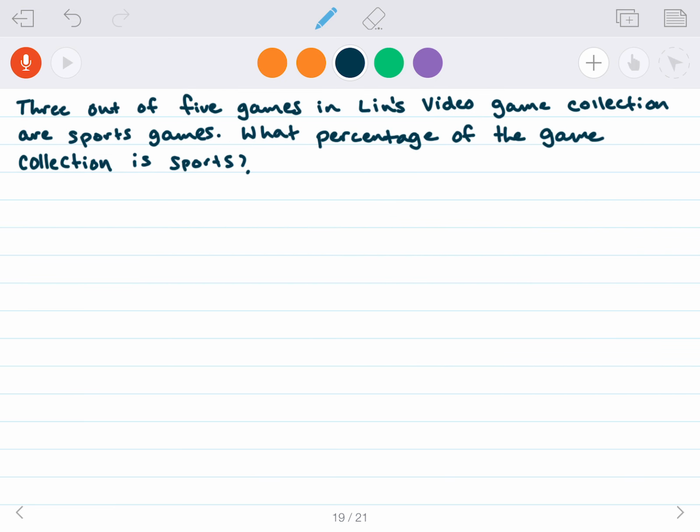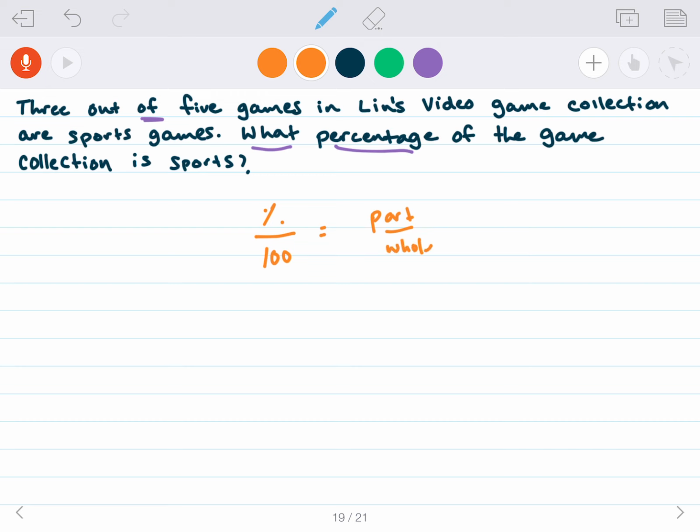All right, so let's try another one. 3 out of, okay, there's that word of, 5 games in Lynn's video game collection are sports games. What percentage? All right, so let's do our setup. Percentage out of 100 equals part out of whole.